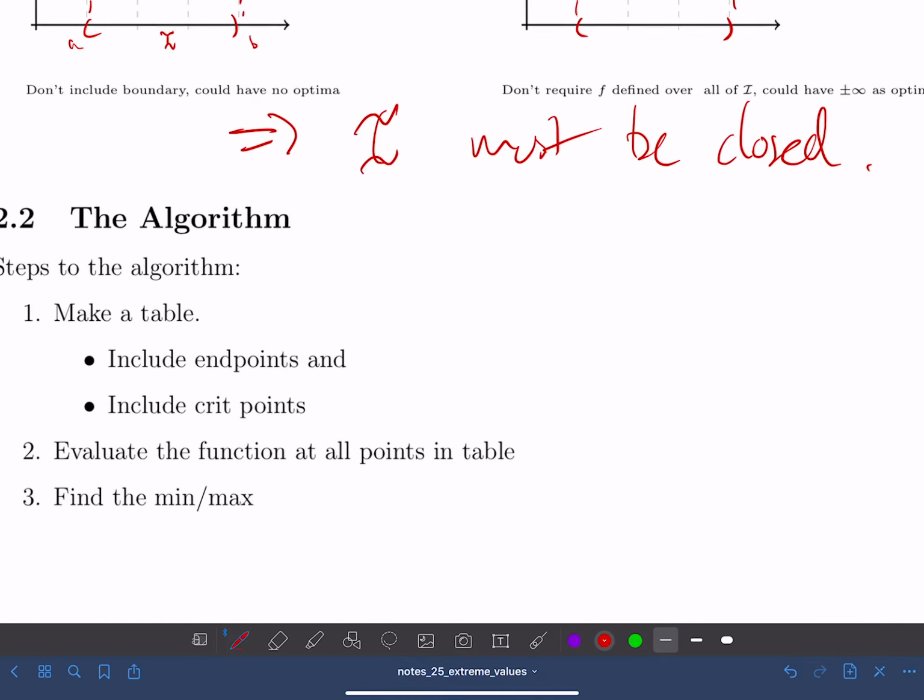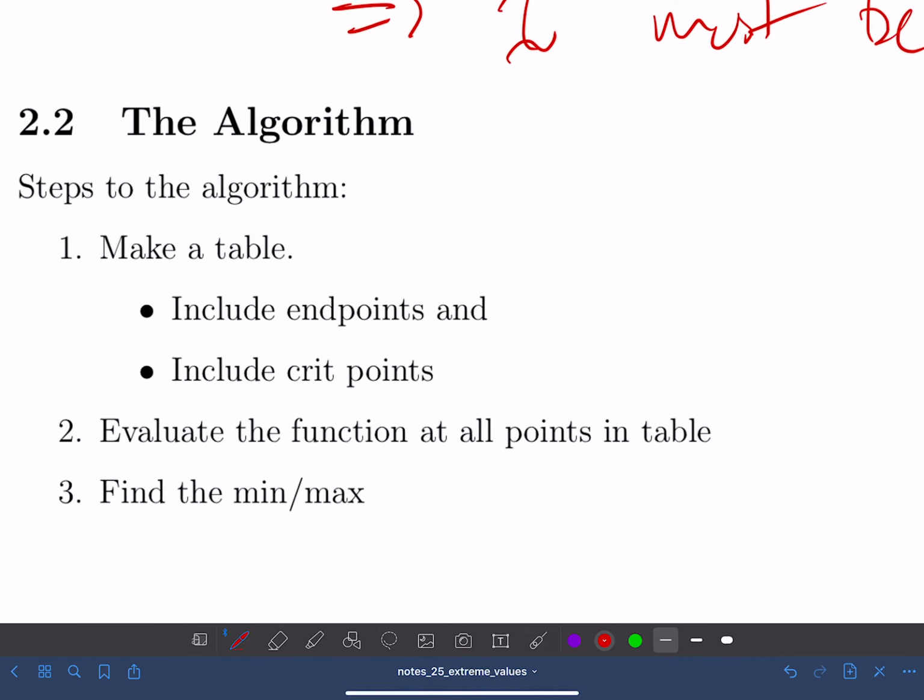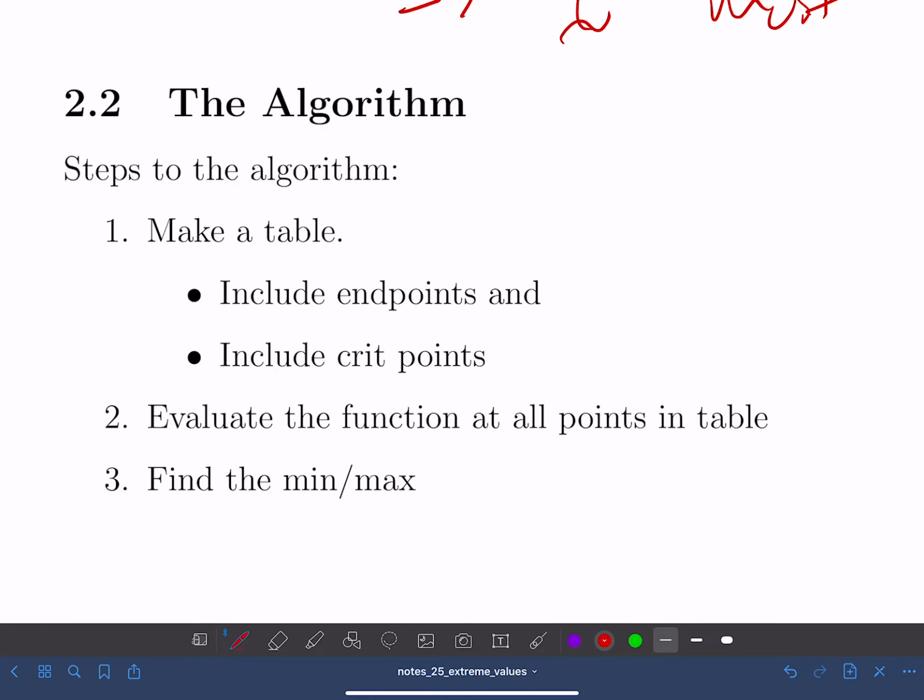So let's talk about the algorithm now. How do we actually find the minimum and maximum values? I think there are 3 key steps. Our textbook says 2. The first thing I like to do is to make a table. I like making a table because it sets me up for success. So I'm going to draw a table, with my x's and my f of x's, or my y's, in the other column. This is going to be my key to success.